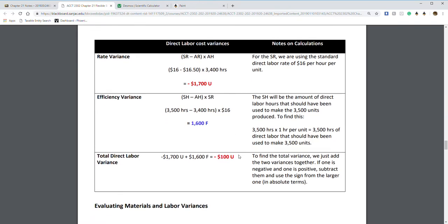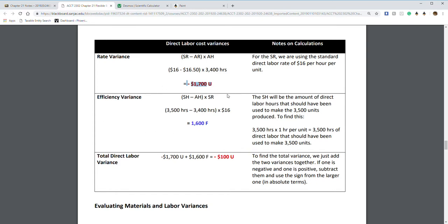All right, so let's look at the rate. The direct labor follows the same path. This was our standard rate, $16 from our previous chart, minus the $16.50 from actual, and times actual hours. So this would have been a negative 1,700. Again, it's unfavorable. I can tell right here.